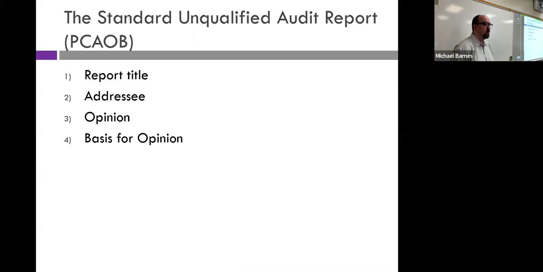So just as a reminder, basis for opinion: 3 basic sections, 2 paragraphs. The first paragraph contains management's responsibility and auditor's responsibility. The second paragraph contains the scope of the work performed by the auditor, which will become very, very important when we start talking about the different types of opinions. Next, we have critical audit matters, which I'm going to hold off on talking about in more detail, because I've got an entire slide dedicated to critical audit matters.